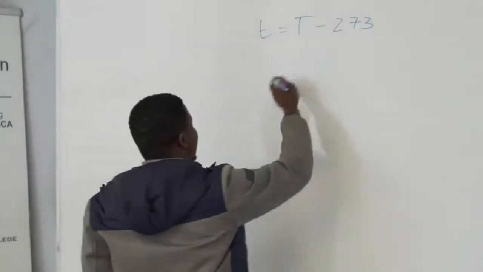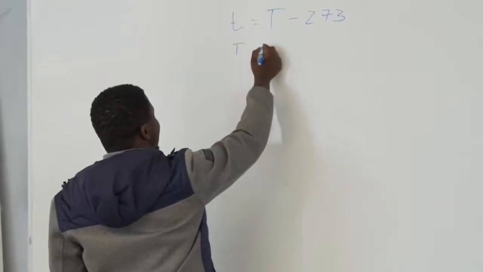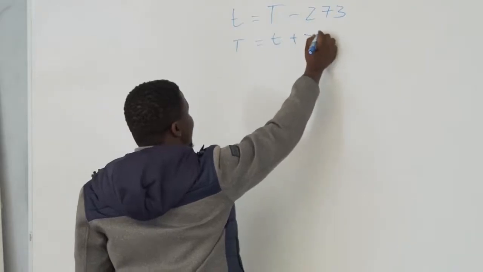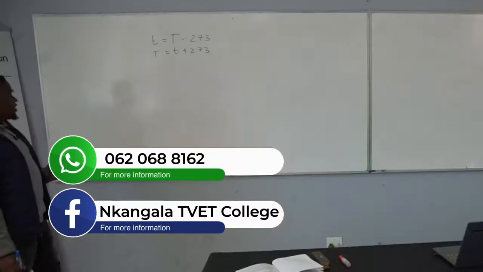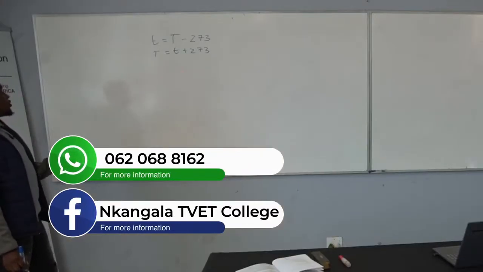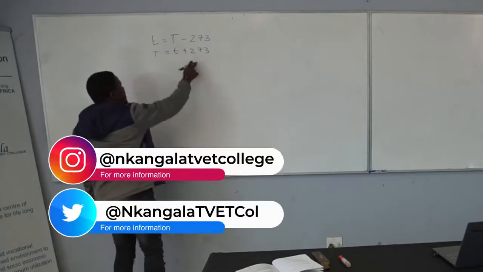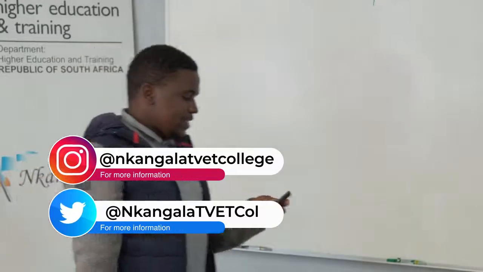Then vice versa, we have the following: T is equal to t plus 273. Basically, we use this equation to change from degrees Celsius, which is the small letter t, to Kelvin.